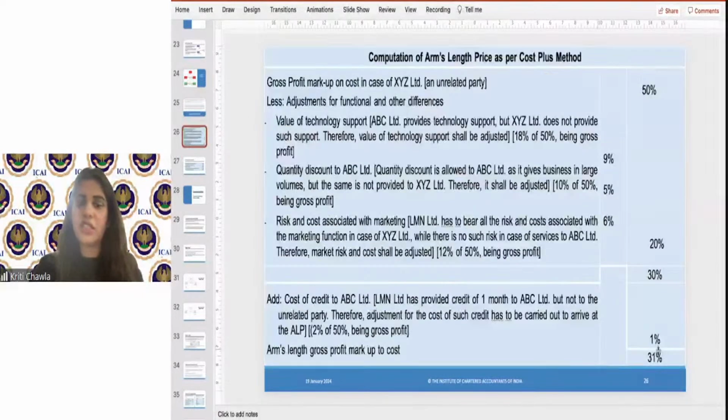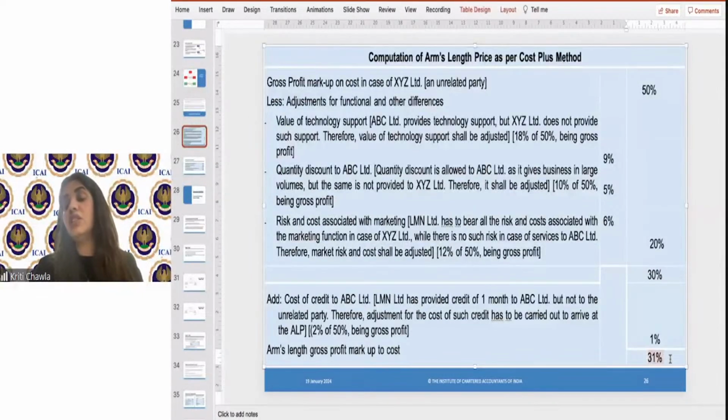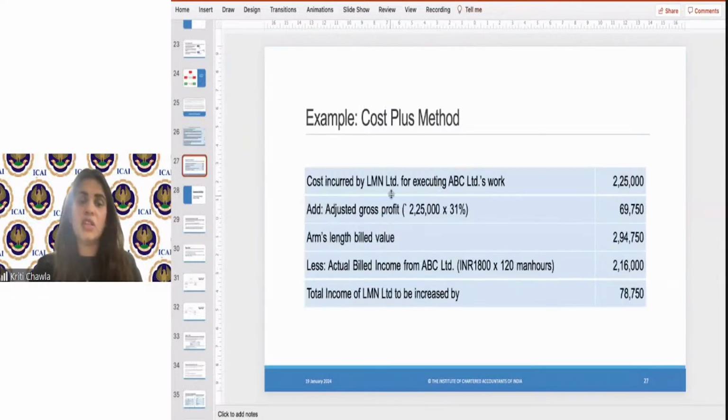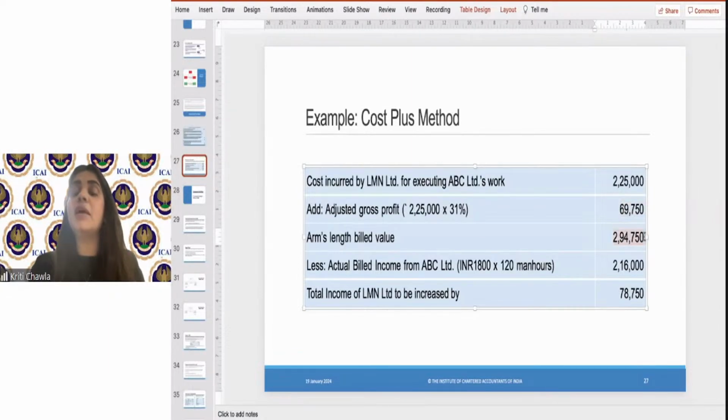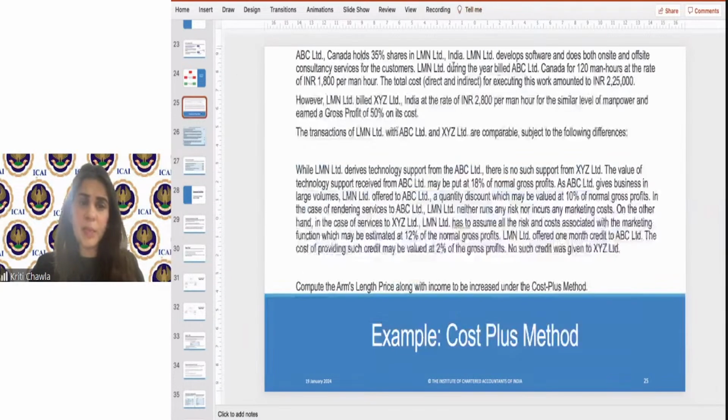We just calculated here that the ALP profit margin is 31%. So cross 31% will be added to this particular cost, which is the profit margin, and hence you should bill them 2,94,750 rupees. But let's see how much we have billed them.